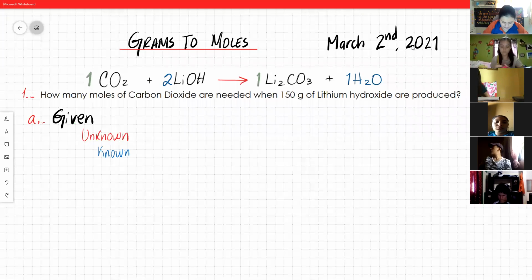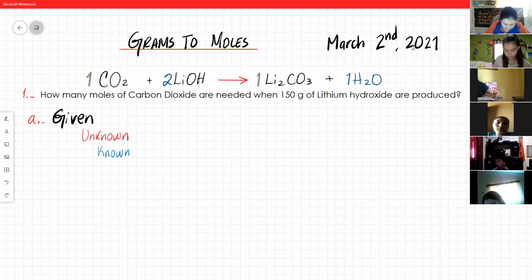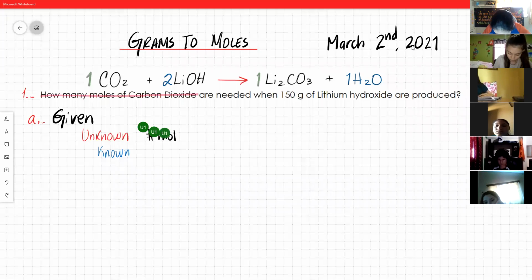So how do we do this? The unknown is in the first part of the equation. As you can see, they're asking me about how many moles, okay? How many moles of carbon dioxide? That is part of my question. So my unknown is number of moles of what? Of carbon dioxide, CO2.